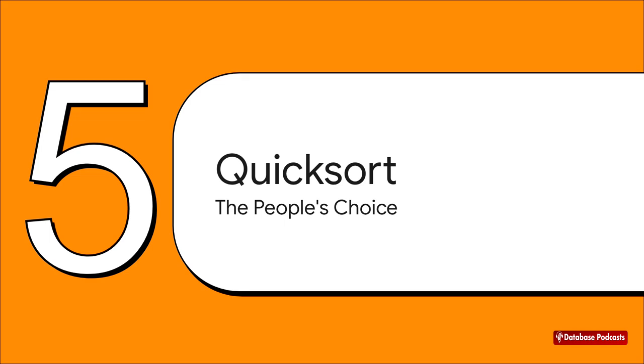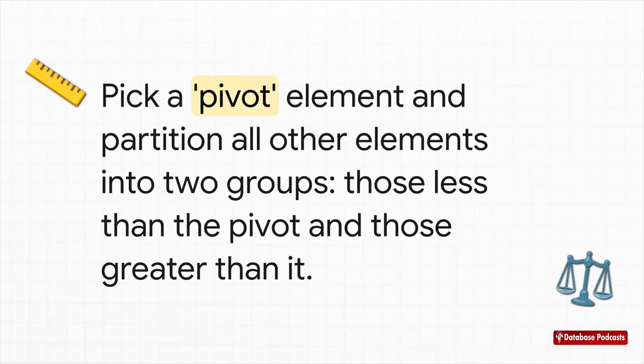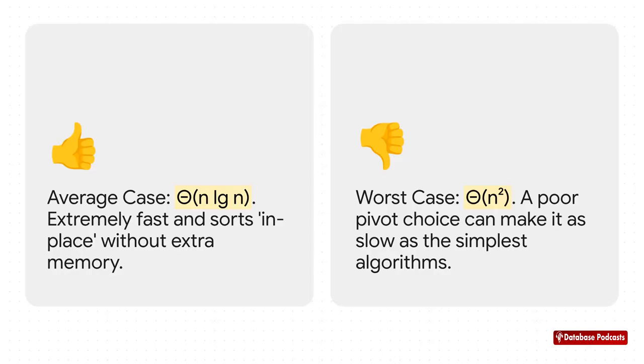Let's meet our final contender, quicksort. Quicksort also uses divide and conquer, but it goes about it in a totally different way. It starts by picking one element from the list, any element, and calls it the pivot. Then, it rearranges the entire list so that all the elements that are smaller than the pivot are on one side, and all the elements that are larger are on the other. After that, it just applies the exact same logic recursively to the two new sublists.